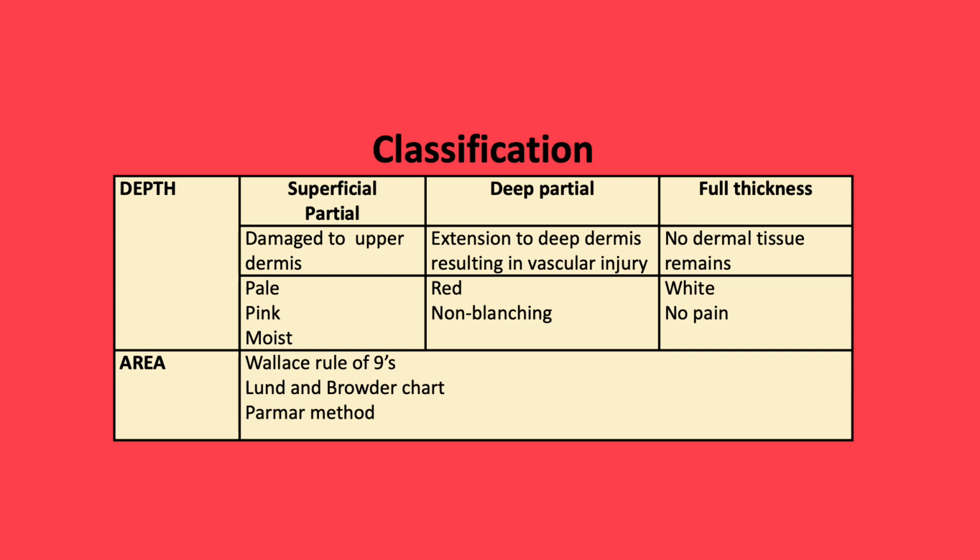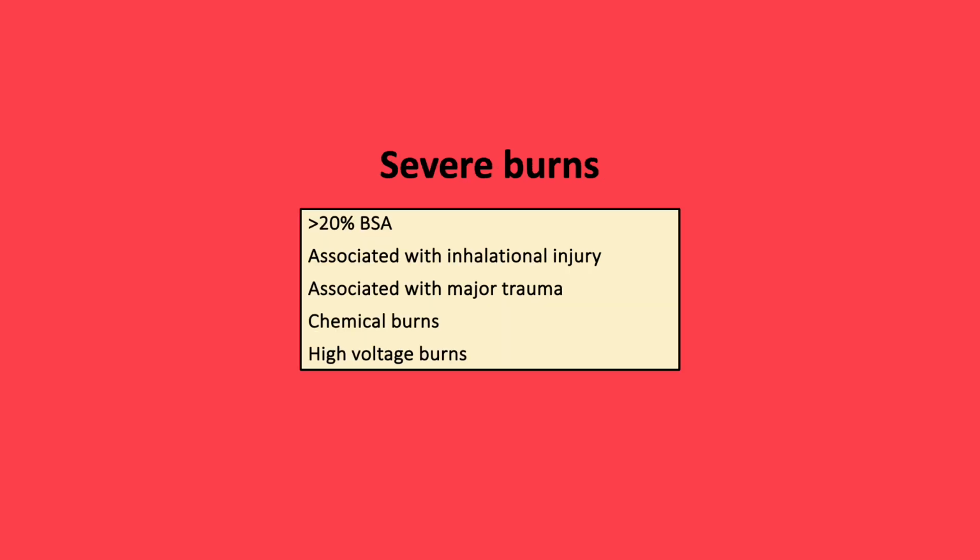The area can be classified according to a range of different methods: Palmer methods, London Bower charts and Wallace rule of nines. The classification of severe burns include a total body surface area of greater than 20%. It's associated with inhalational injuries, major trauma, chemical burns and high voltage burns.